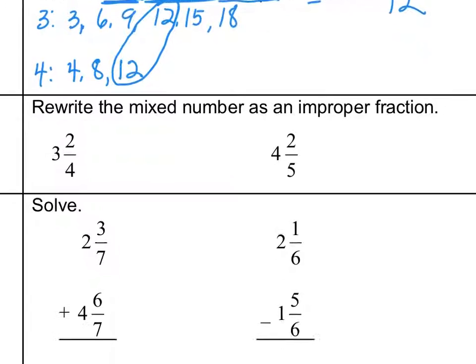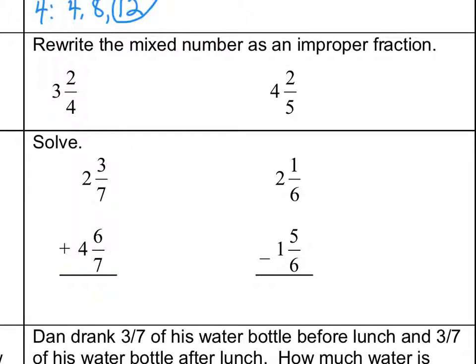Rewrite the mixed number as an improper fraction. All right, now when you do this, you've got 3 2/4. I'm going to teach you a shortcut. You start at the bottom, you multiply on the way up, and then you add the numerator. They kind of look the same though, don't they? You make it look more like a plus. All right, so we do 4 times 3 equals 12 plus 2 equals 14, and our denominator stays the same.